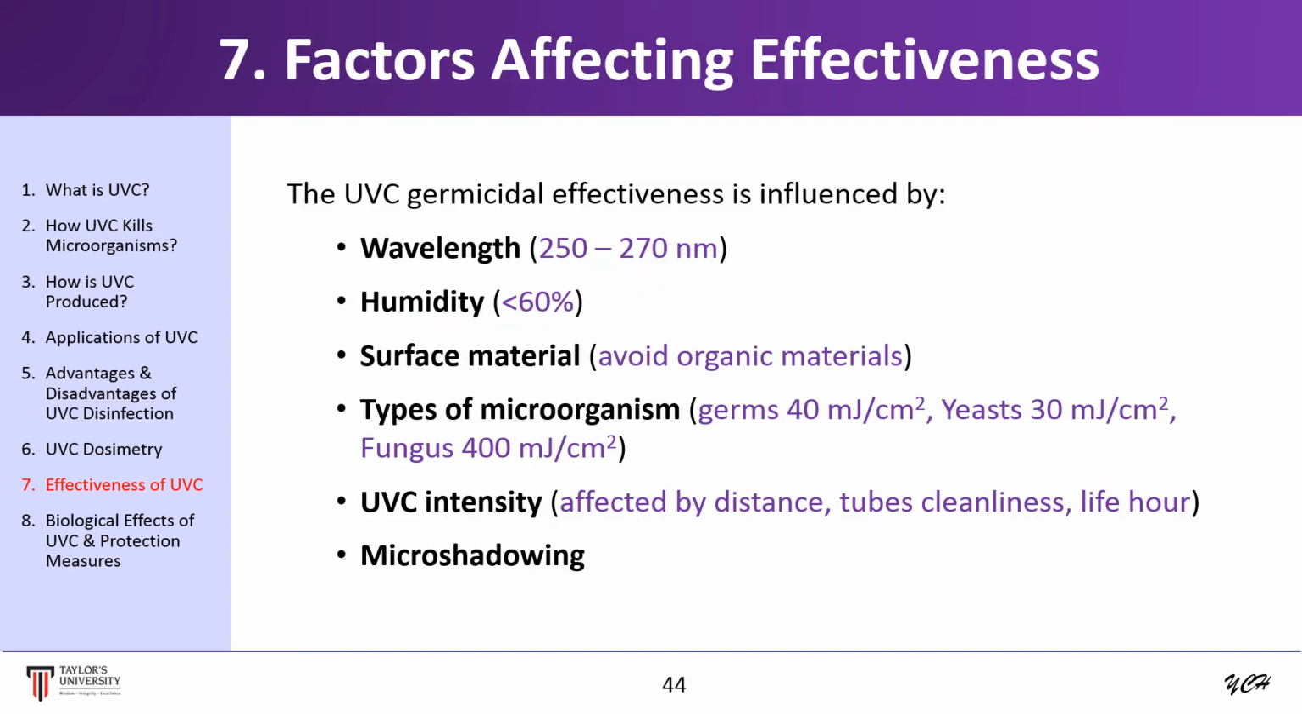And there are various factors that can affect the effectiveness of UVC disinfection. Briefly, they include wavelength of the UVC light, humidity of the environment, the surface materials, types of microorganisms involved, and UVC intensity, which can be affected by distance, tube cleanliness, and life hour, as well as the microshadowing issues.